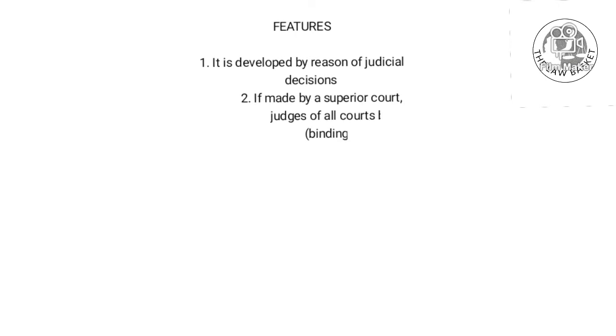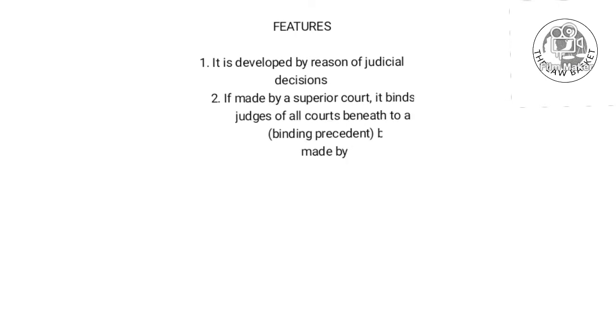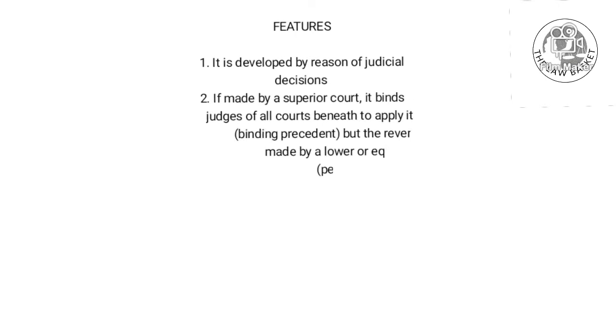Now, English common law has features. The first is that it is developed by reason of judicial decisions. In other words, it is developed by courts of law administered by judges. And secondly, if made by a superior court, it binds judges of all courts beneath it to apply it. But the reverse applies if made by a lower or equivalent court. In other words, this English common law works in an orderly manner of ascending or descending order.